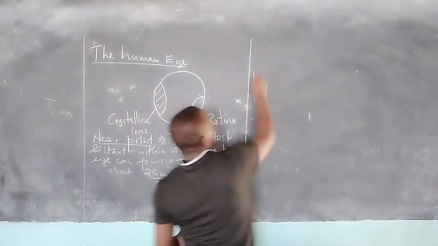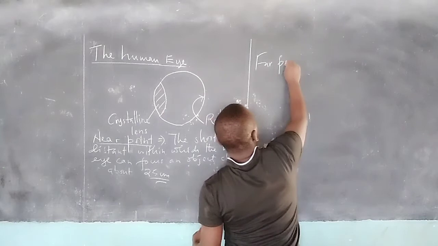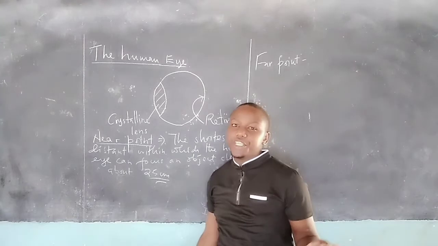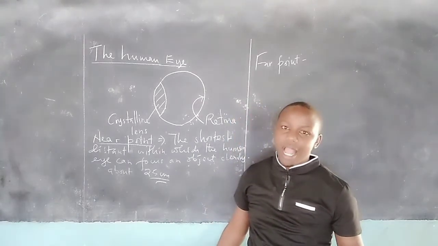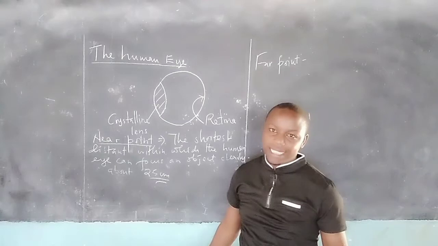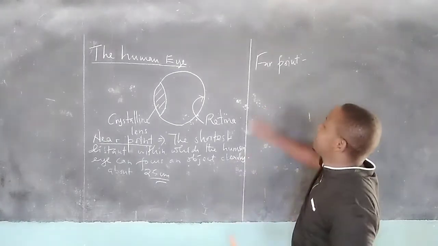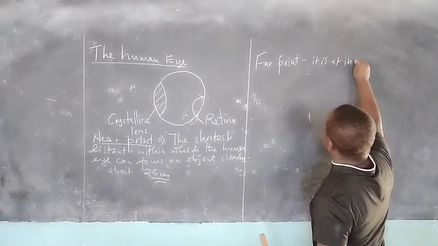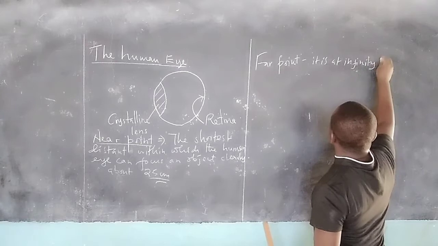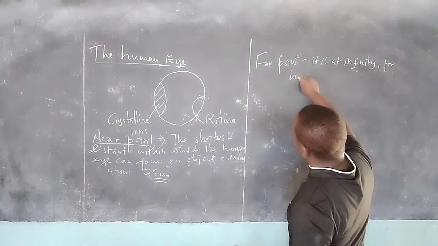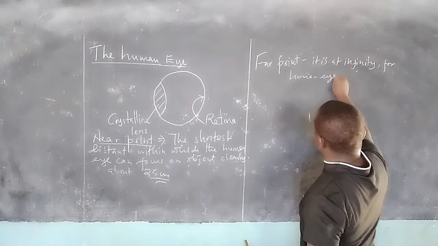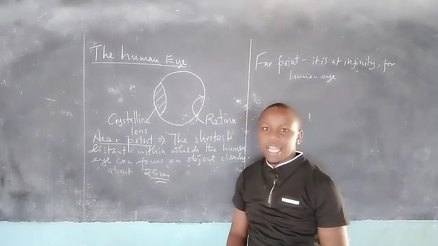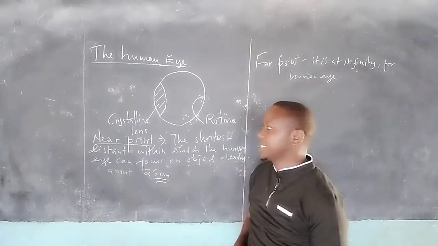There is also what we call the far point. The far point is the farthest distance at which a human eye can bring an object into focus. And that far point is at infinity. So for a human eye, the far point is at infinity. You can observe any object as long as it is within the universe.